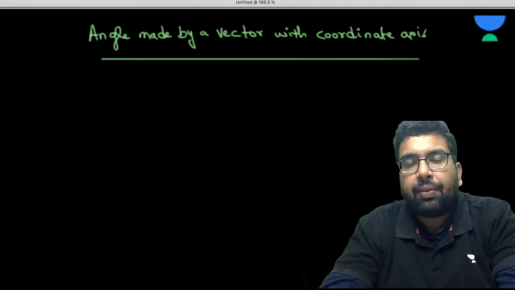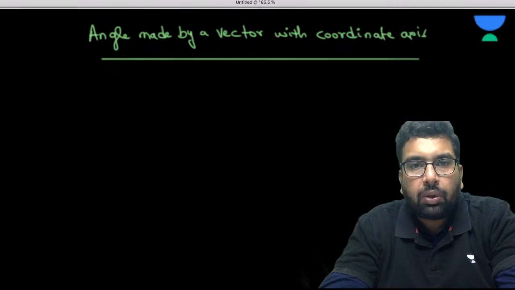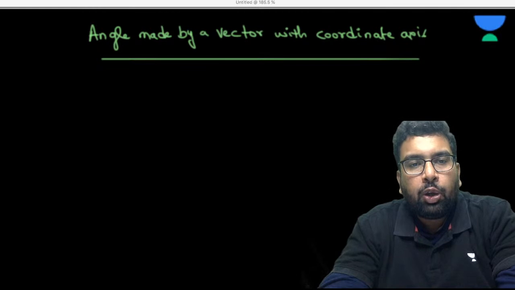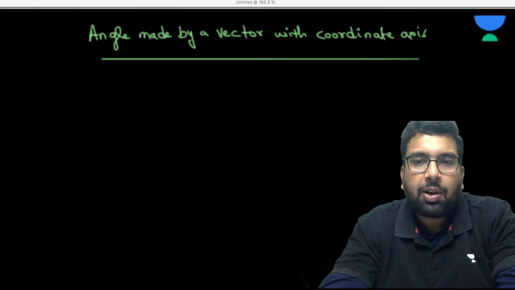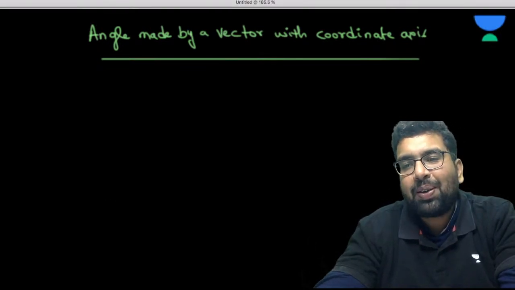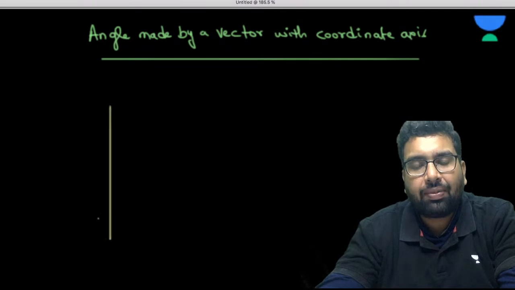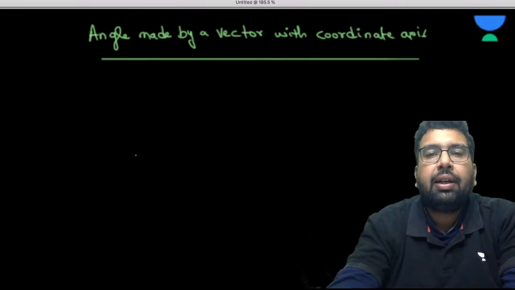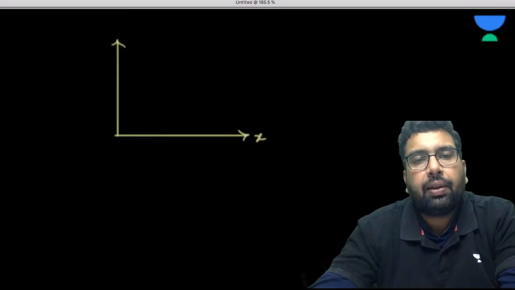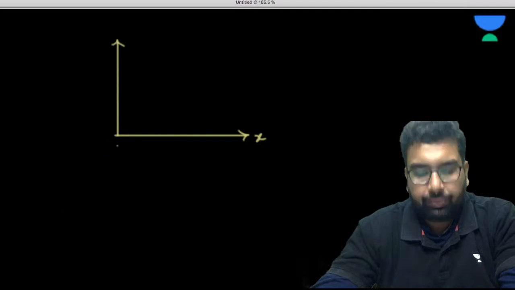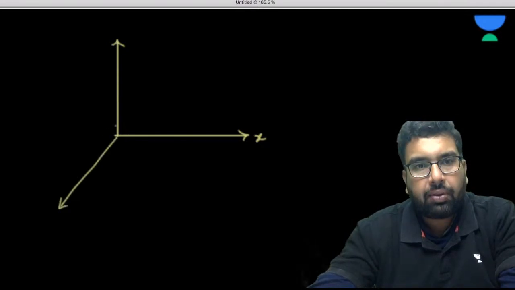Okay, let's move to the next topic: angle made by a vector with coordinate axis. We understand that the coordinate axis is very, very important, isn't it? Now, let's suppose we have a three axis system, X, Y, and Z.